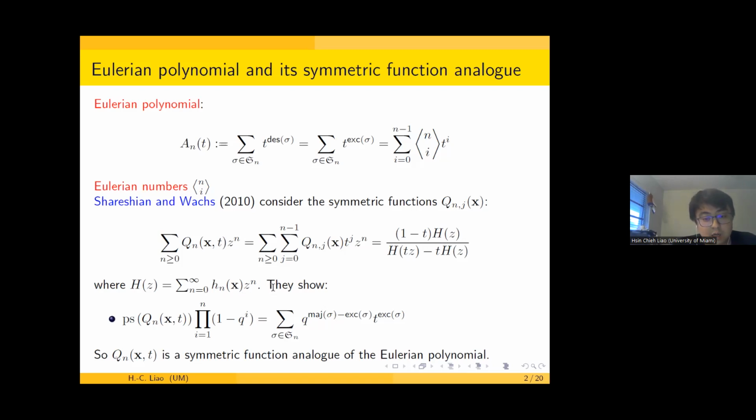They showed that if we take the principal specialization of this Q_n(x,t), which basically means your symmetric function has variables x1, x2, x3, and you replace them by 1, q, q squared, and so on, then you get a q-analog of the Eulerian polynomial. So this Q_n(x,t) can be viewed as a symmetric function analog of the Eulerian polynomial. And it turns out that this closed form has appeared in the literature before.